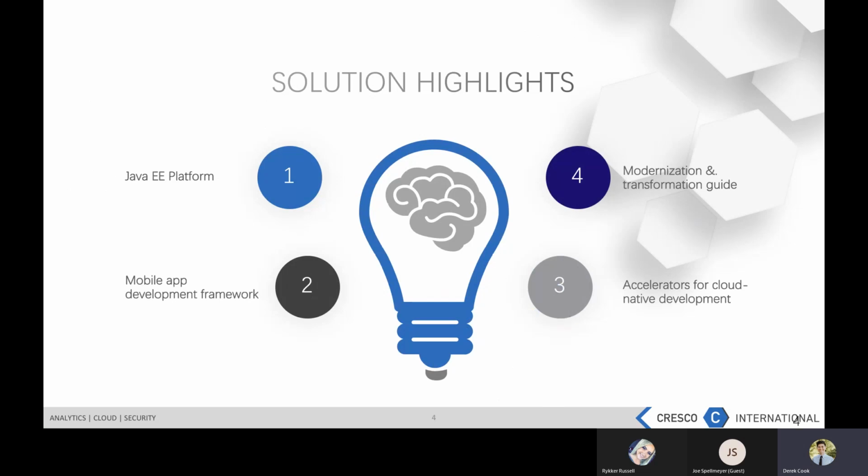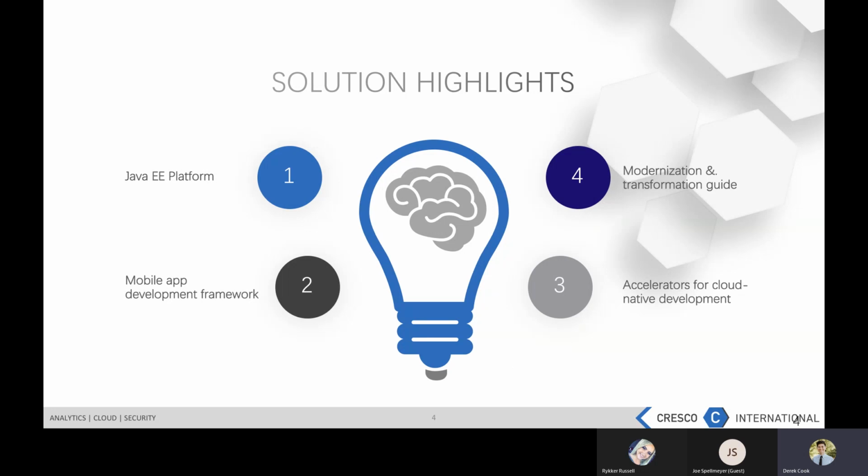And I also want to cover a few of these solution highlights as well. So first of all, it comes with a Java EE platform, or Java Enterprise Edition platform. And this is an open source technology. So we're able to allow the simplification of a cloud native app, and we're able to easily manage that with that open source tool. And that's going to be across those hybrid environments as well.